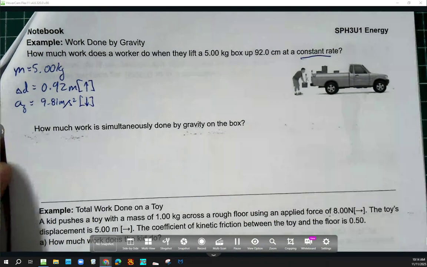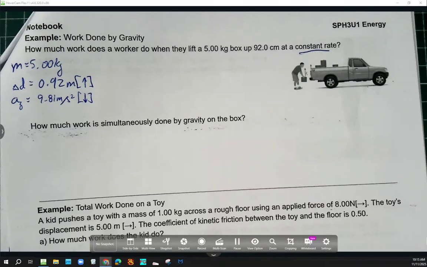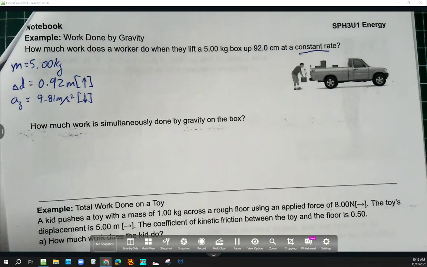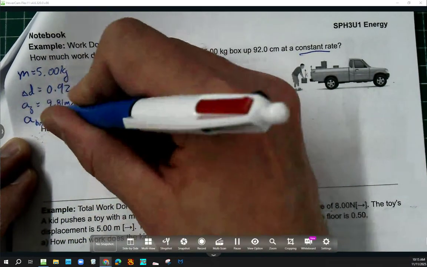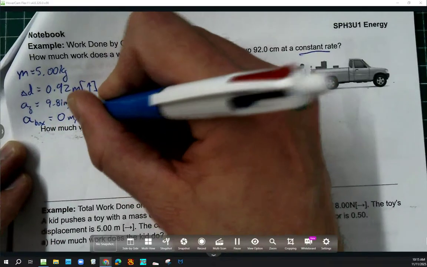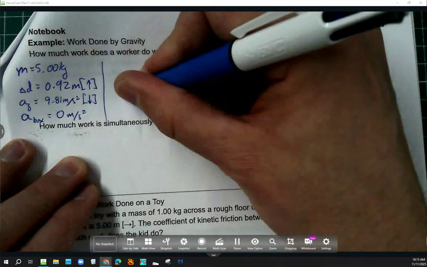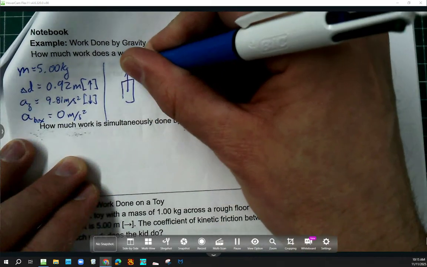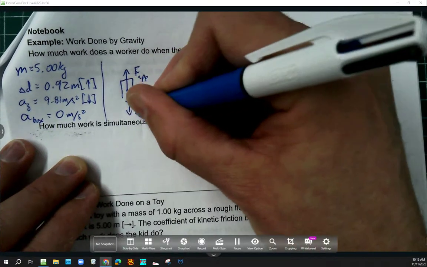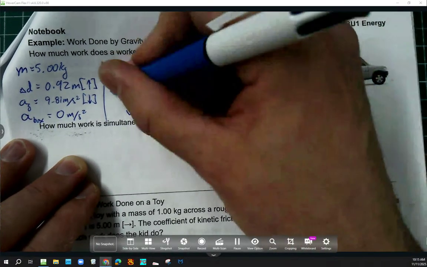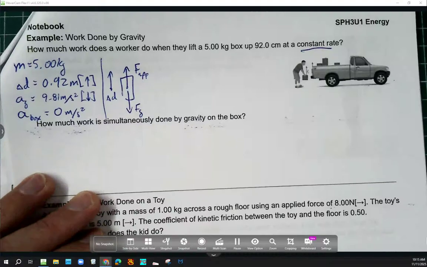So what does that tell us about the acceleration of this box? 0, right? Constant velocity. So acceleration of the box equals 0 meters per second squared. So somehow gravity and the lifter are sort of counterbalancing each other here. And if I was going to draw a free body diagram, I'd say, okay, force applied by the lifter, force gravity, displacement, going like this. Notice I never attach my displacement to my force diagram.